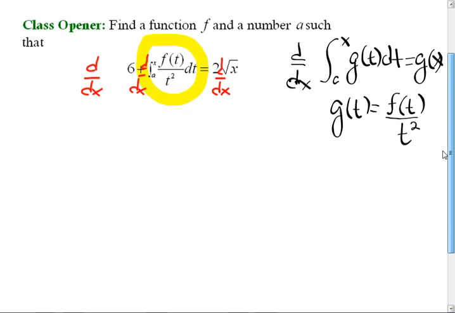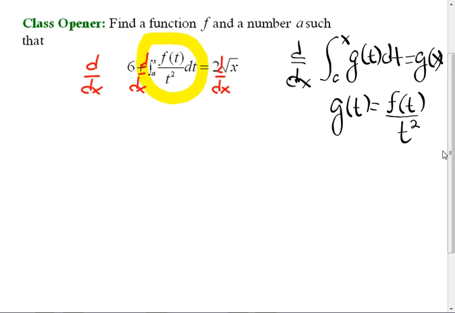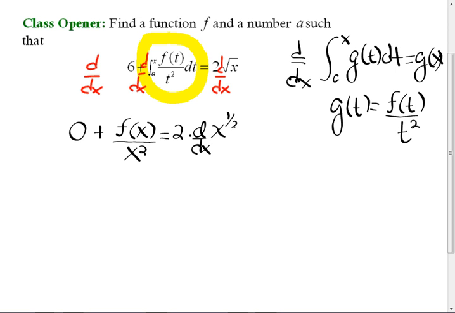Yeah, I just had to give myself some space. So this is 0 plus. Then what do you do with x? You put it in. So you can't integrate it. You don't know what f of t is. So it's f of x over x squared equals 2 times the derivative with respect to x of x to the 1/2. Right? I don't know what to do. I'm just going to try it. I haven't looked at this in a year, so I don't know.